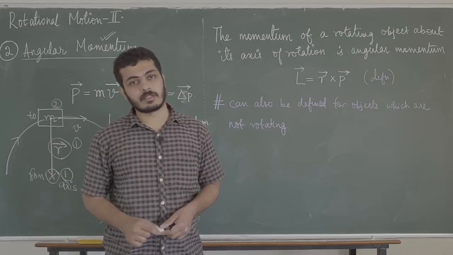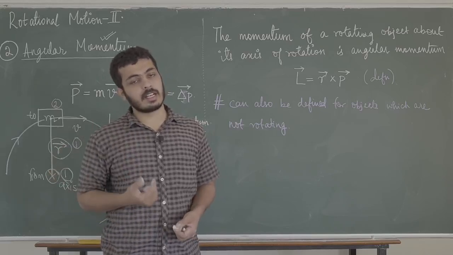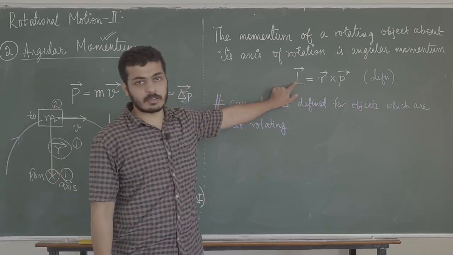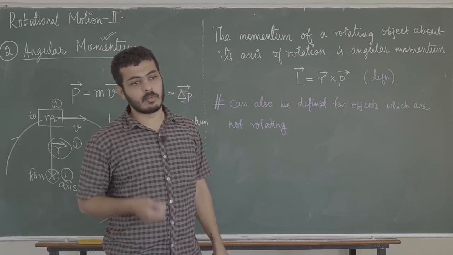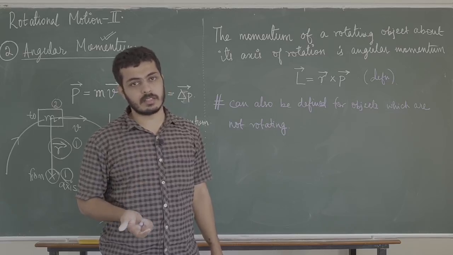So it is not a natural thing. Even if something is not moving, not rotating, you can still define angular momentum. Just keep in mind that angular momentum is defined as r cross p. These are the two new concepts in rotational motion too. What we will do is solve a lot of problems to understand these concepts very well.